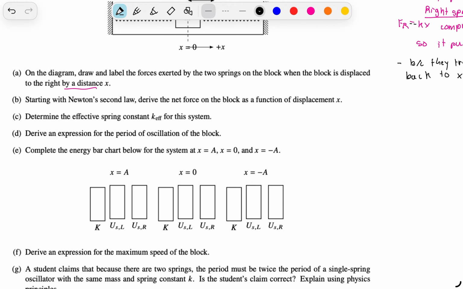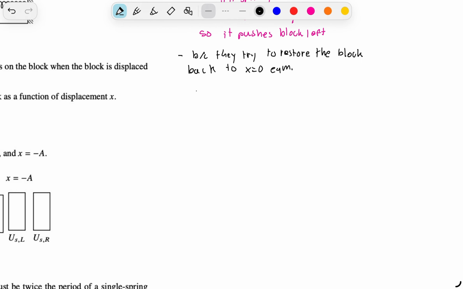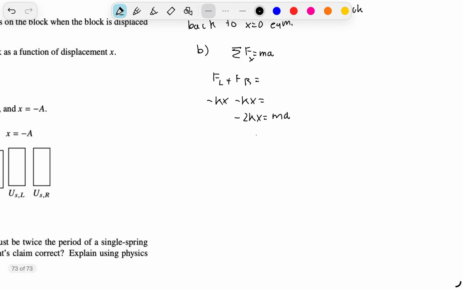Now, starting with Newton's second law, derive the net force on the block as a function of displacement, x. We have a summation of our forces in the x direction. So that's our net force.